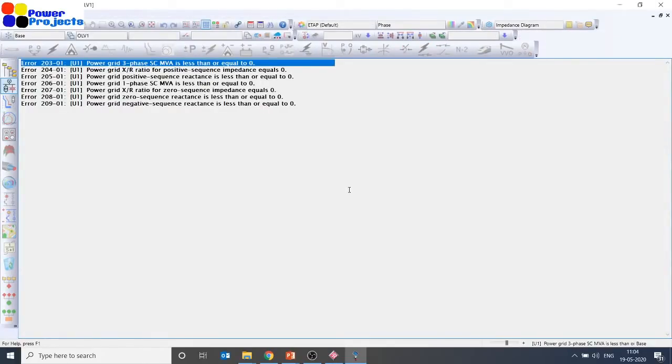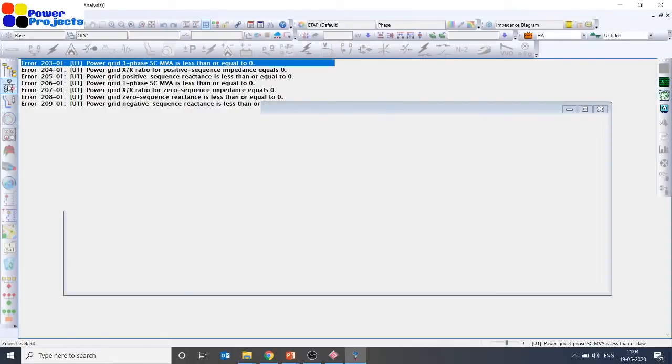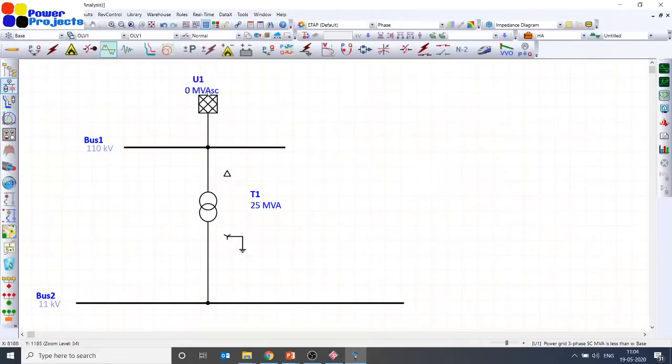Yes, you can see the power grid 3-phase short circuit MVA is less than 0. That's the error it is showing. What is it? The load flow analysis can run even without specifying the short circuit level at the grid or the source impedance, because that's assumed as a slack bus and the voltage at bus 1 is referred to as 1 angle 0.